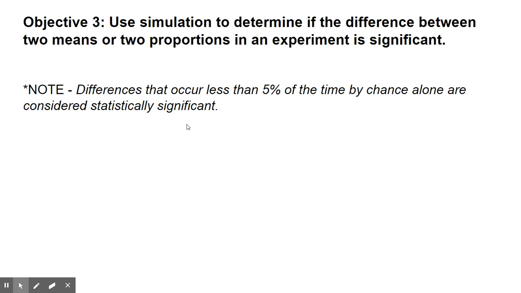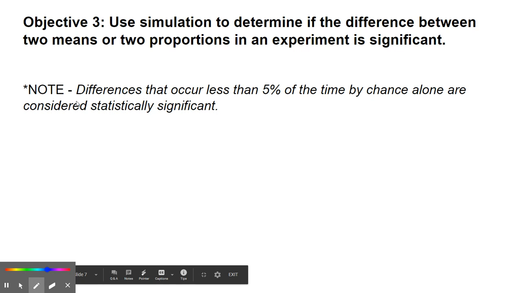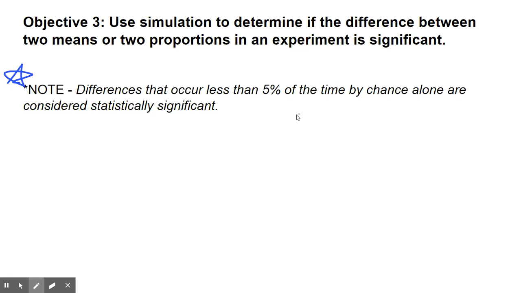And again, you can see our note here. The theme of the year so far, this is huge. Differences that occur less than 5% of the time by chance alone are considered statistically significant. Remember, it is less than 5% on those dot plots that says, oh, it's too rare just to happen, so the fact that it happened is significant. I'll say it again. If it happens less than 5% of the time on those dot plot simulations, then that means that it is too rare to happen just by chance, and it's significant that it really happened.